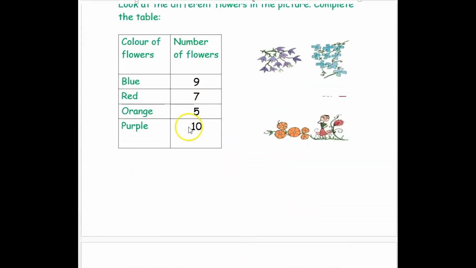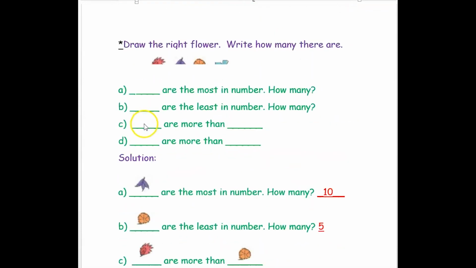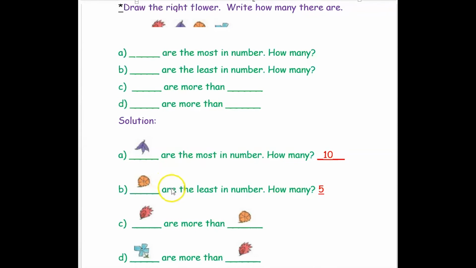Next is, dash are least in number and how many? Least means very less in number. If you see the table, the least number is 5. The smallest number is 5, and it is the orange color flower. So we are writing orange flowers are least in number and how many flowers are there totally? 5 flowers.